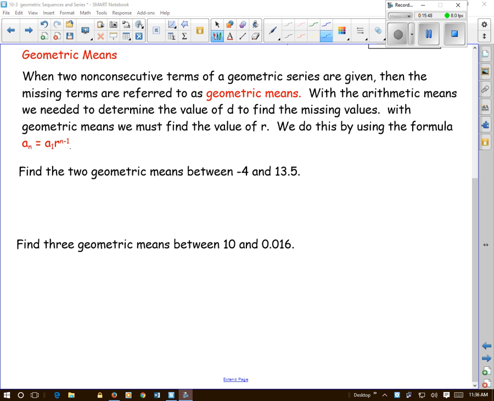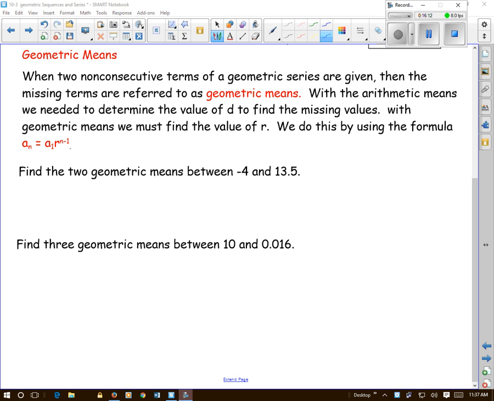Yesterday we looked at finding arithmetic means, and we saw that there could be more than one arithmetic mean. Today we look at finding geometric means, and the basic idea is going to be the same. So we have two non-consecutive terms of a geometric series. Then all the missing terms in between those, however many there might be, are called the geometric means.